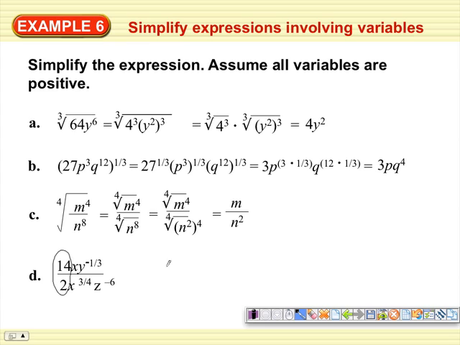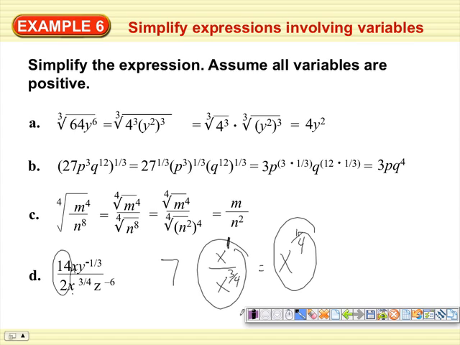14 over 2, we can do that right away. 7. Let's do each of these individually. x over x to the 3/4. Don't look at all this at once. Just do this: what is x divided by x to the 3/4? Use your rules. x to the 1/4. If I do 1 minus 3/4, there's 1/4. So far I got 7, x to the 1/4.